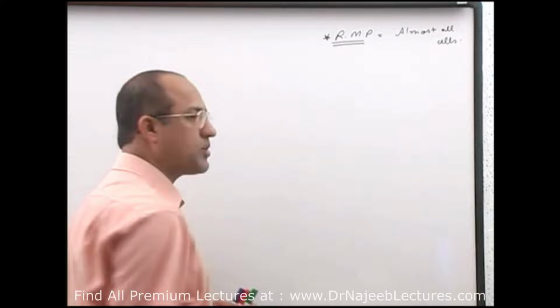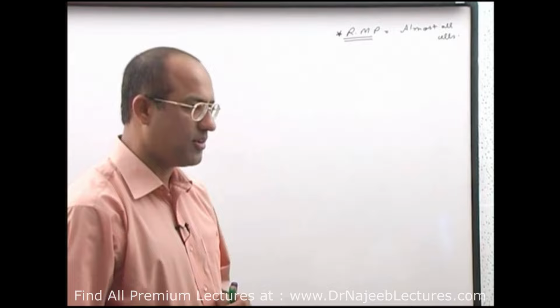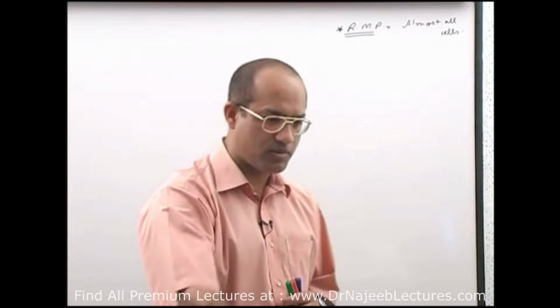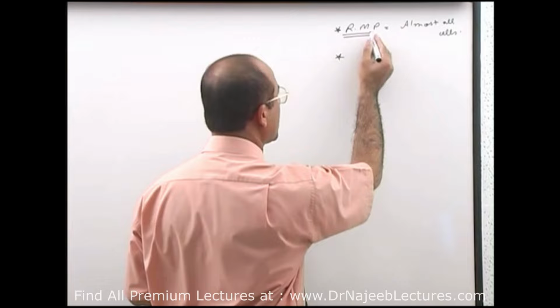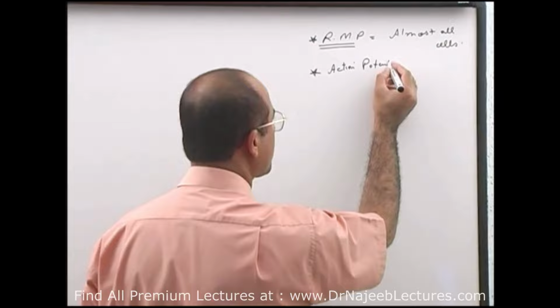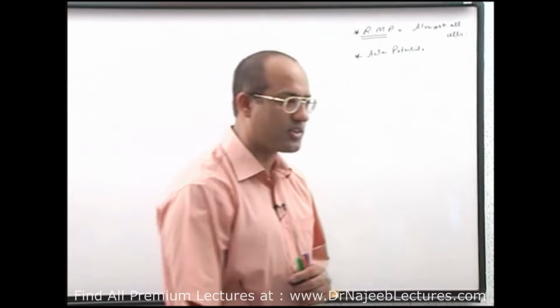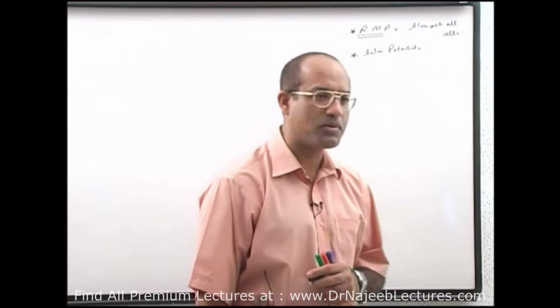Then there is another term, action potential, right? Which cells in the body can have action potential? Because these two things we have to have a very clear concept. Number one, resting membrane potential, and number two, action potential. Which cells in the body can have action potential? Dr. Isma is going to answer, so everyone should listen respectfully.